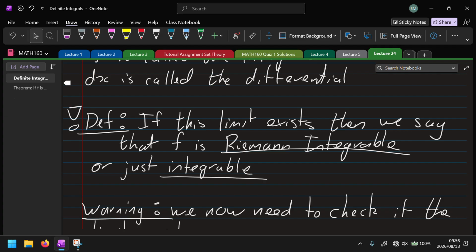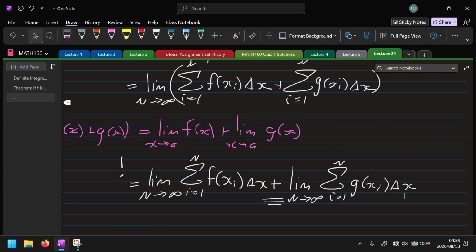Well, what do we want? We want the limit to exist. So f must be integrable, and g must be integrable. And we know conditions for that. If it's continuous, it's fine. If it's differentiable, it's fine. If there's a finite number of jump discontinuities, it's fine. We can summarize all of that as integrable. So let's put that down.